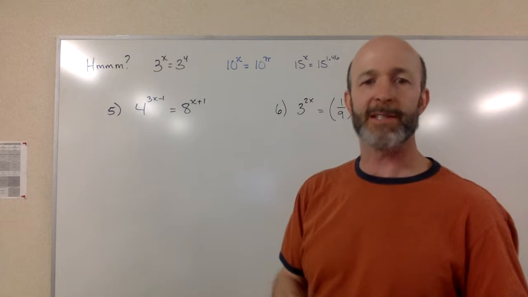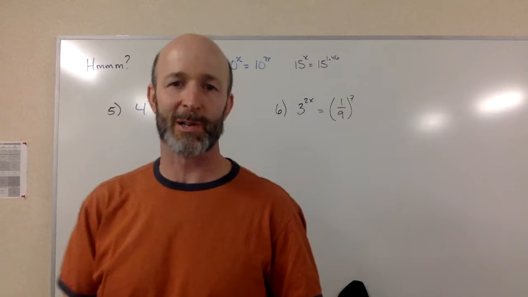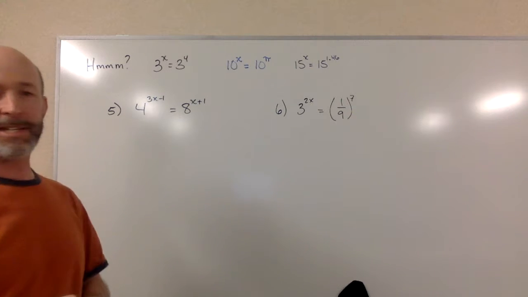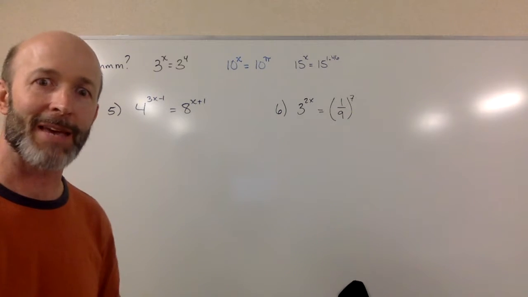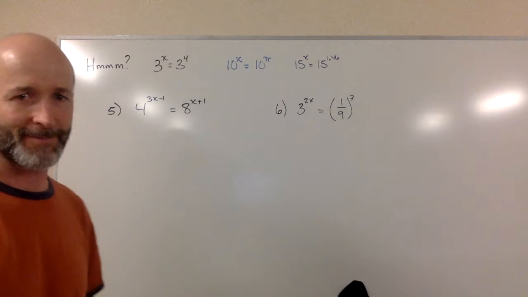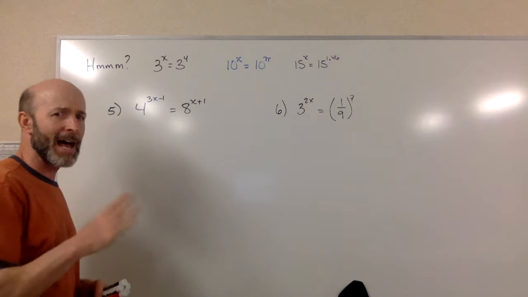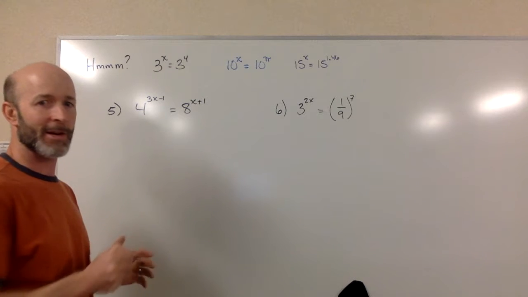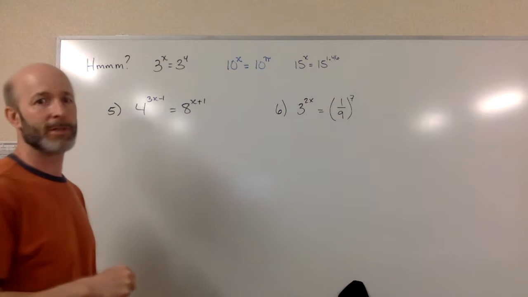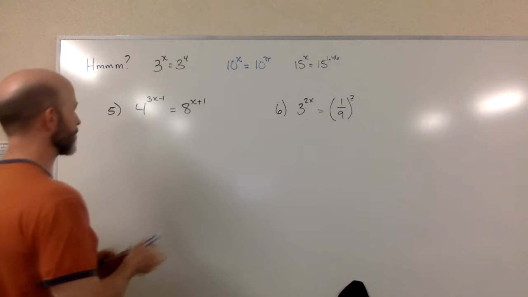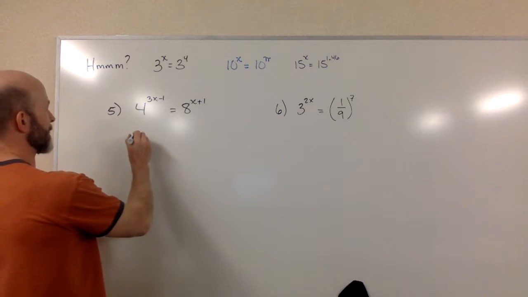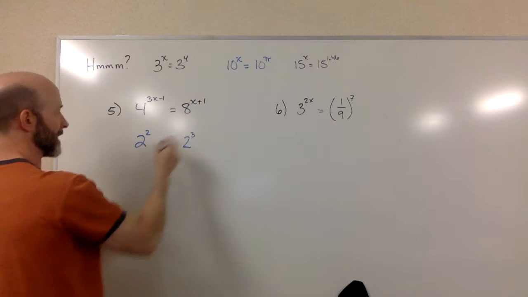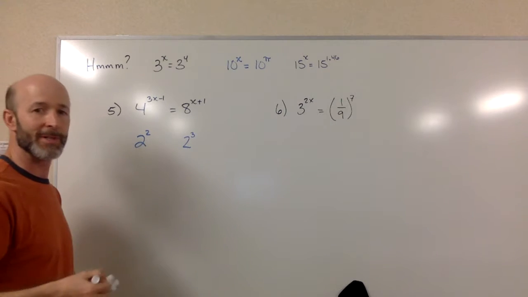Because what if those bases aren't exactly the same? What if they're close to being the same? So for example, over here I have 4 and 8. What I need to do is come up with a base that will be the same for both 4 and 8. I don't need to be thinking about factors, multiplying things together here. I need to be thinking about what powers. Power of what equals 4? I think I can say 4 is the same as 2 squared and 8 is the same as 2 cubed.